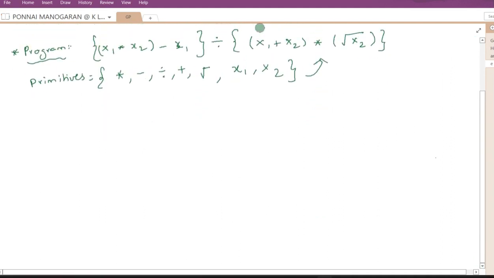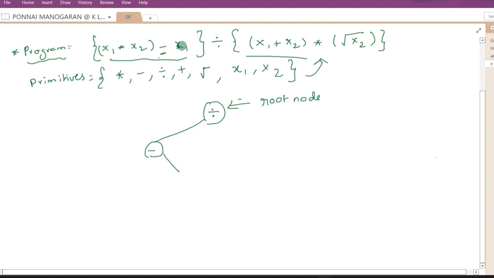So let us construct. For this program, we will take the division as root node. This you can take as a root node, and then you can assume a left subtree and right subtree. So again, in the left subtree, you can take an internal node, the minus symbol, and then you can have one terminal.